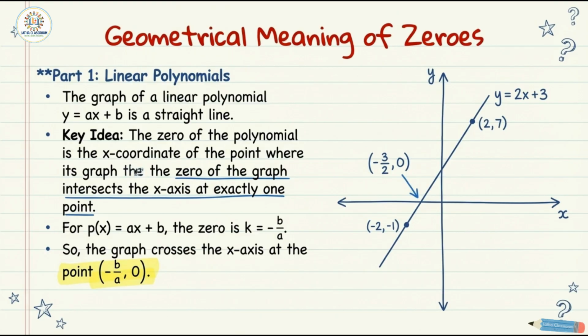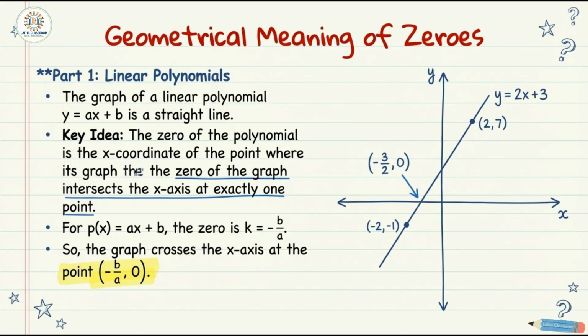Next, geometrical meaning of zeros. Here we can observe the x-axis and y-axis. This is a rough graph. Linear polynomials. The graph of a linear polynomial y equal to ax plus b is a straight line.